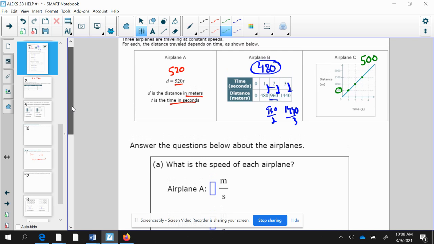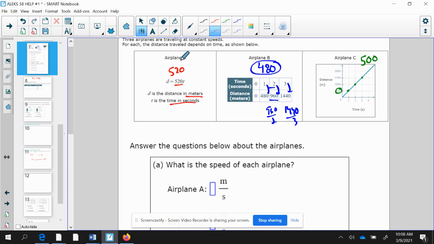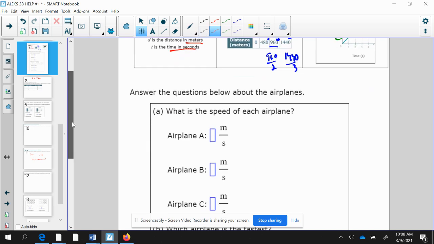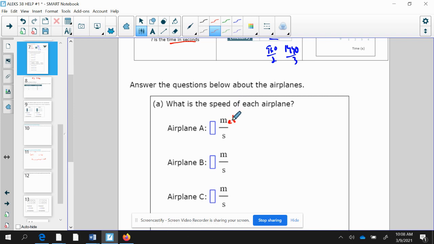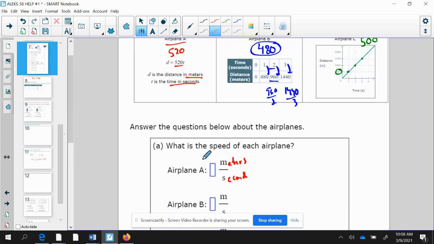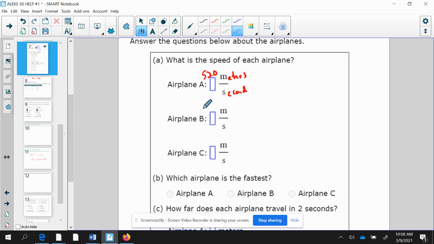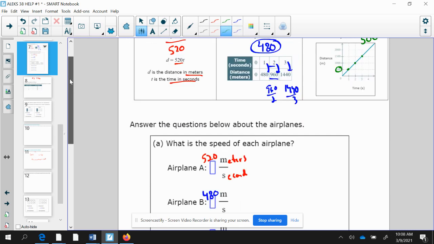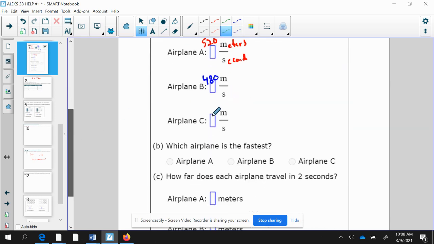So if we take airplane A, this stands for meters per second, and let's go back up, this is 520. So this would be 520. The second one, B, in meters per second is 480. And the last one that we see, the graph, is the 500.